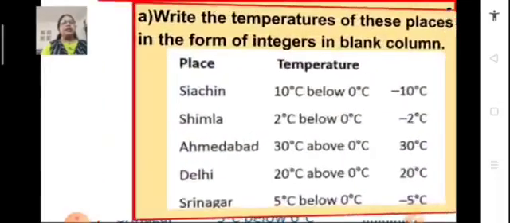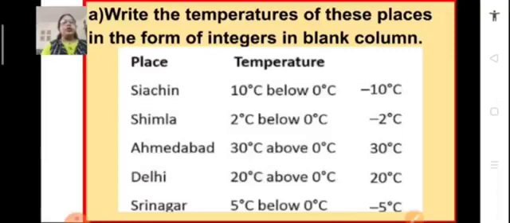So how do we represent using integers? Siachen can be shown as negative 10 degrees Celsius, the temperature of Siachen. The temperature of Shimla is negative 2 degrees Celsius. Temperature of Ahmedabad is 30 degrees Celsius above 0 degrees Celsius, means it is positive 30 degrees Celsius, or we will simply write 30 degrees Celsius. The temperature in Delhi is 20 degrees Celsius, whereas the temperature in Srinagar, which is 5 degrees Celsius below 0 degree, can be represented as negative 5 degrees Celsius.